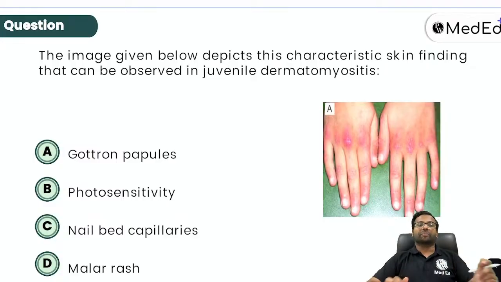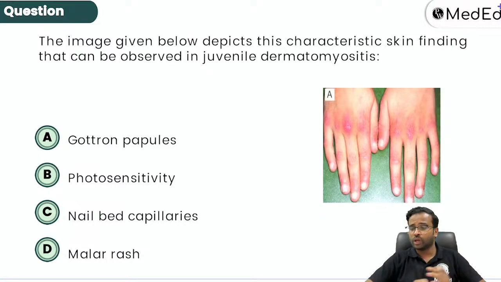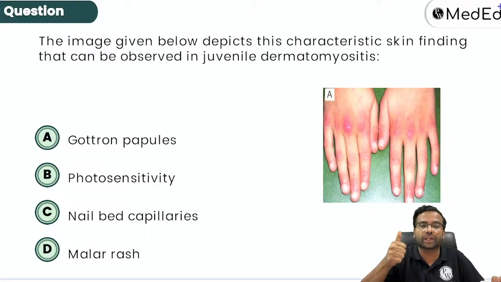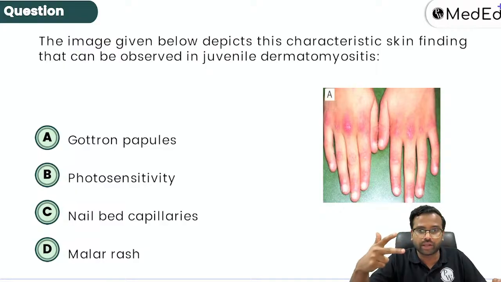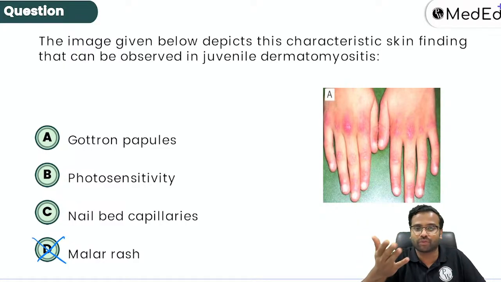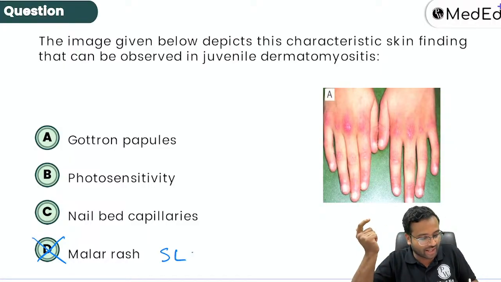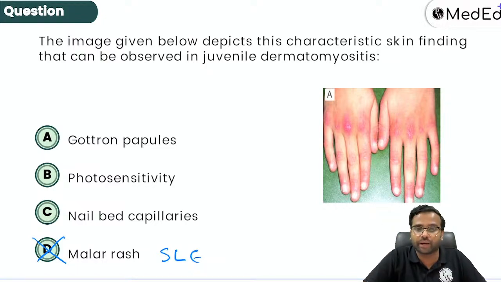Another question here: the image given below depicts the characteristic skin finding that can be observed in juvenile dermatomyositis. So a patient is having juvenile dermatomyositis, and what do you see in this image? Is it Gottron's papule, photosensitivity, nail bed capillaries, or a malar rash? Very easily we can rule out malar rash because we don't see anything over the face, because malar rash is seen in SLE, right? It is seen in SLE as a butterfly kind of rash.